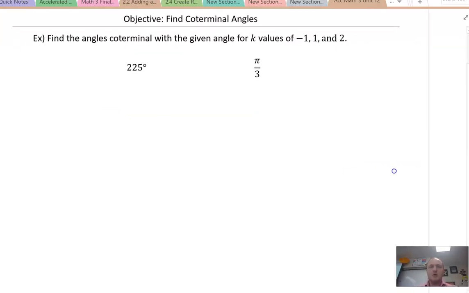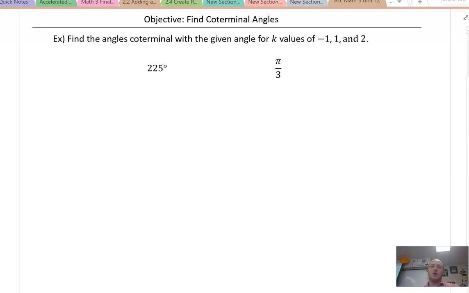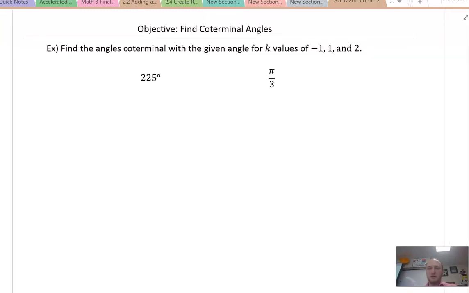All right, now what they want us to do is find all angles coterminal with the given angle for k values of -1, 1, and 2. So what I'm going to do here is write my general expression. So this is 225 degrees plus 360k degrees. Okay, so that's my expression.